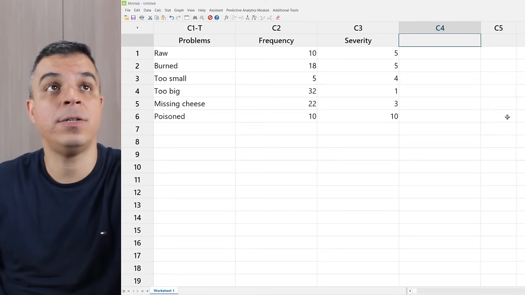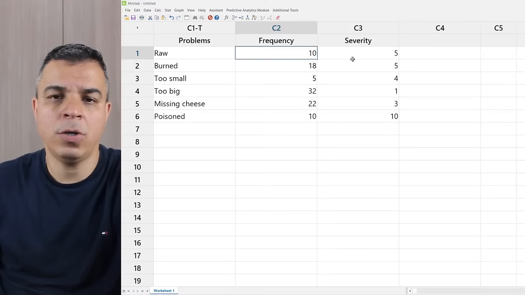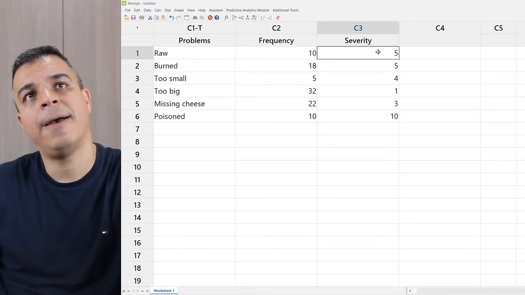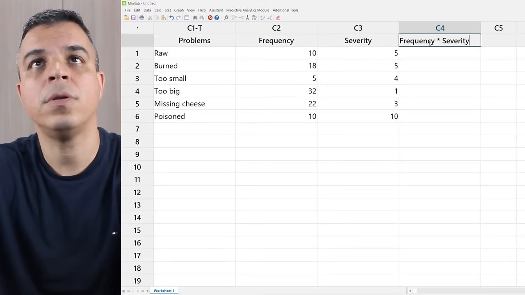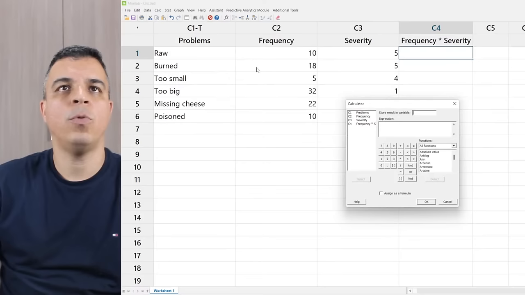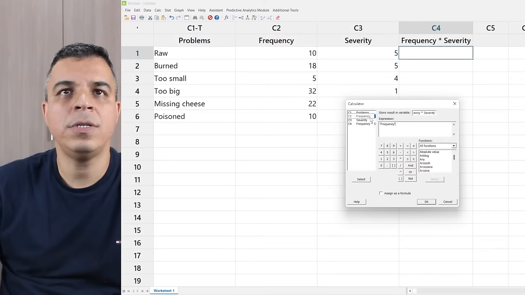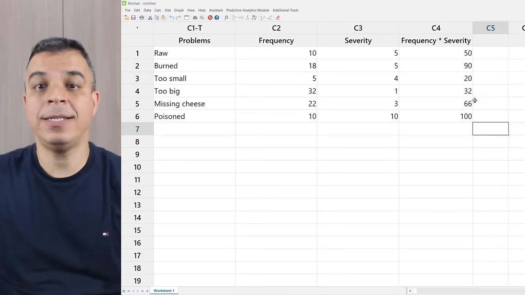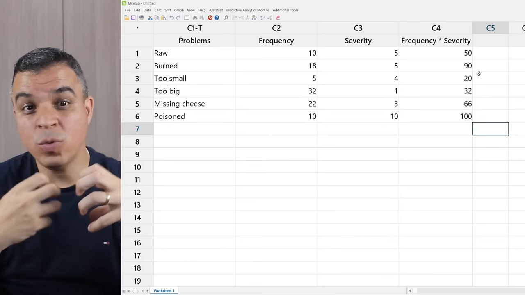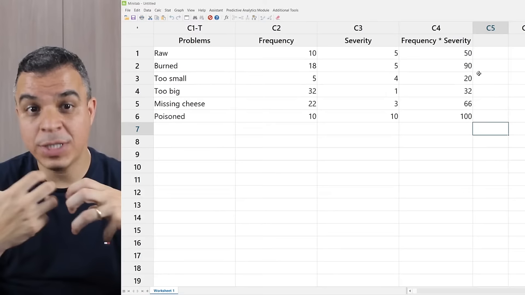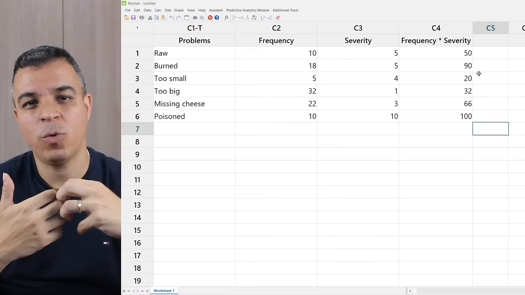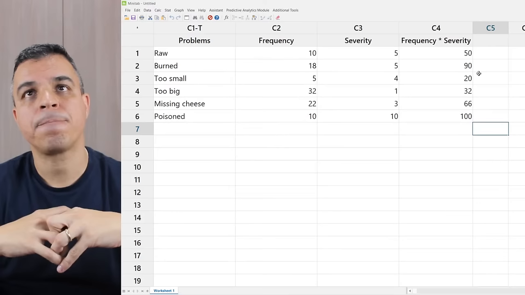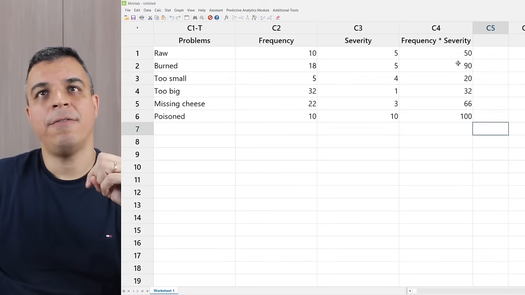Well, I had 10 raw cheese breads, and the severity of this problem is 5. So you can simply multiply frequency times severity. So let's understand what 50 is. It's a frequency adjusted, considering severity. Weighted by severity. And then you have burned, too small, too big, missing cheese, and poisoned.